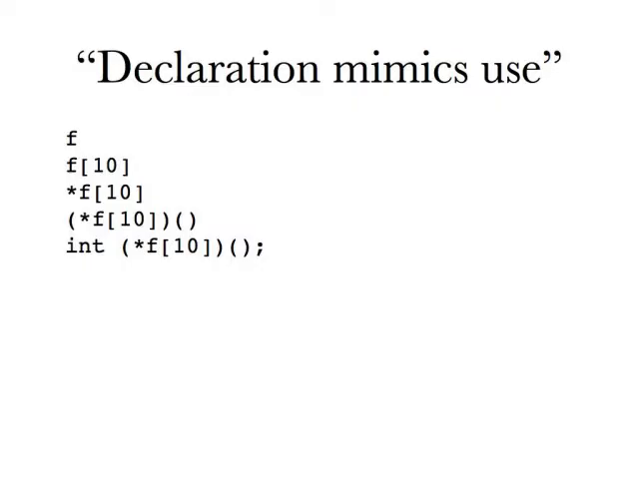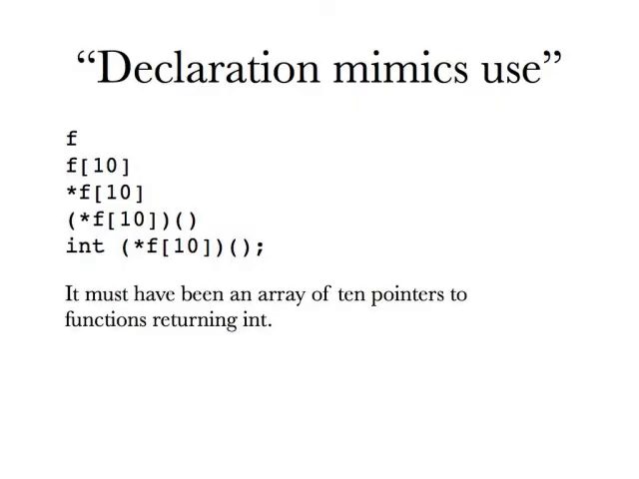The idea is that we form the declaration statement by mimicking the syntax we will later use to use the variable. Suppose we have a variable f, and we subscript it with possibilities 0 to 10 semi-inclusive, and we dereference it, and we call it, in other words it was a function, and then we get an int. Well, I guess this means that it must have been an array of 10 pointers to functions returning int. That's the idea. This last line is a declaration, not a statement, not an expression.